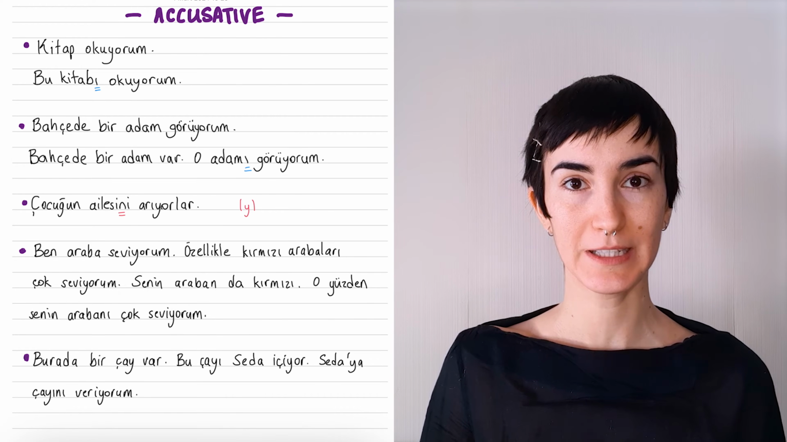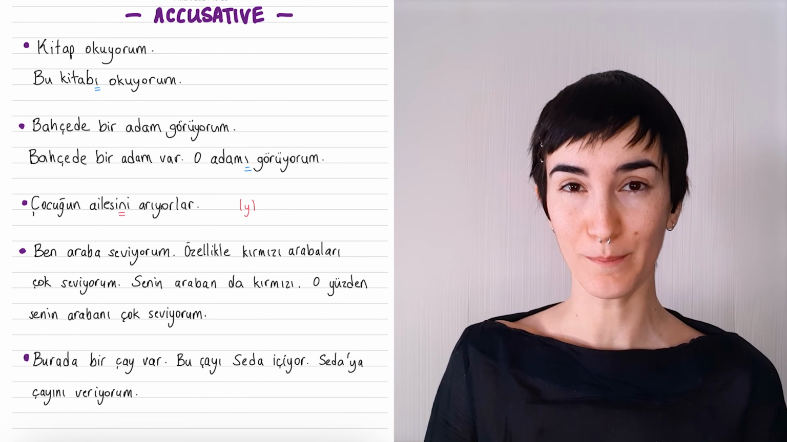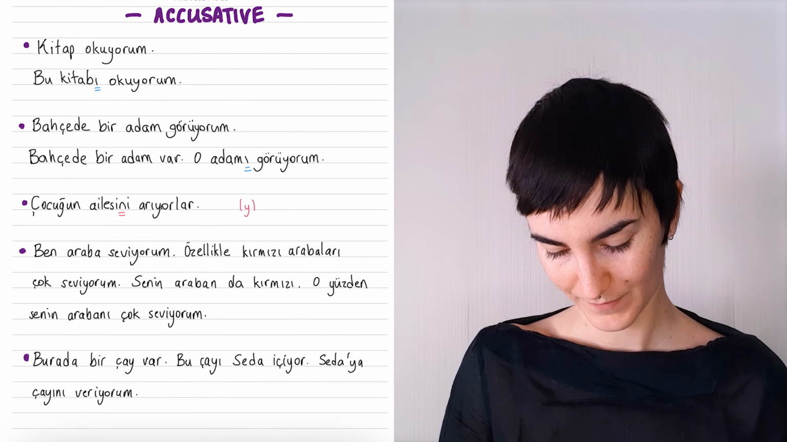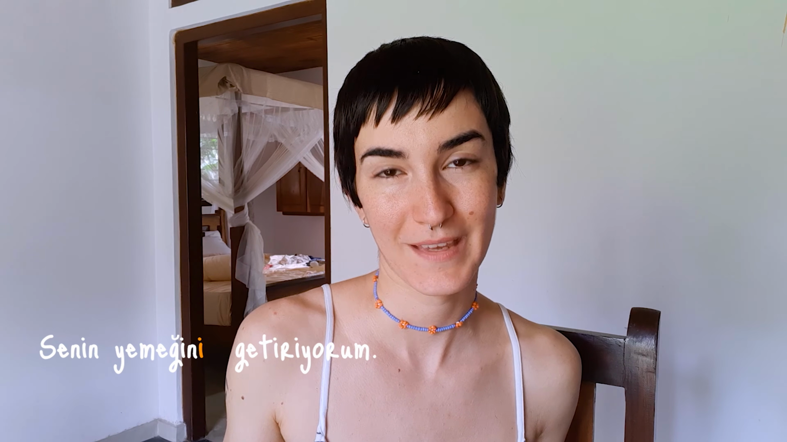Because it's the kid's family, the thing, aile, family, being in a compound automatically makes it determined because we know which family it is. It is the kid's family. Other examples are hafta sonu Ali'nin arabasını alıyorum. I'm taking Ali's car at the weekend. Senin yemeğini getiriyorum. I'm bringing you your food. And çayını içiyor musun? Are you drinking your tea? So these are all examples with noun compounds and the accusative case suffix.